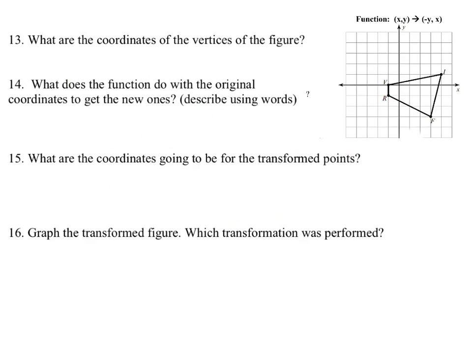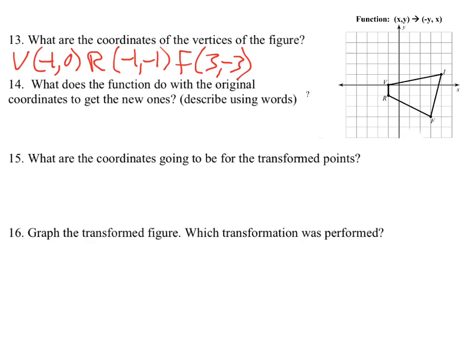There we go. And that brings us to the next section here. We have this figure, again, write down the coordinates. V is at negative 1, 0. R is at negative 1, negative 1. F is at 3, negative 3. And then I is at 4, 1. So those are my coordinates.